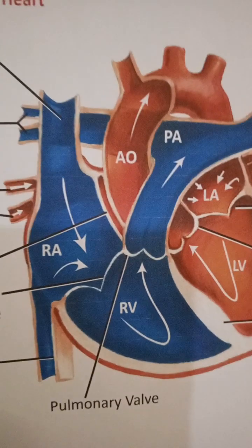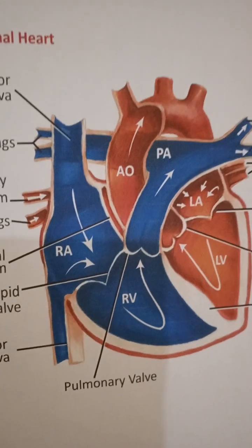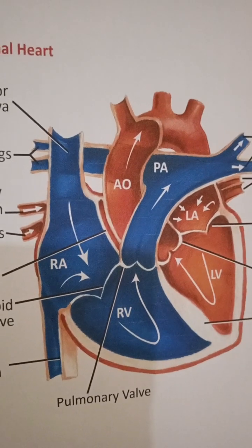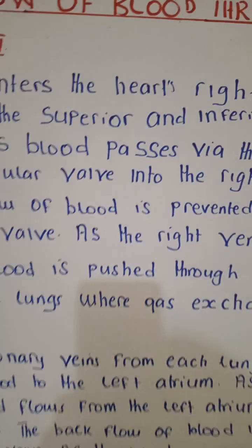So remember, this heart is of a person who is facing you. No wonder it looks the opposite. The right is on the left and the left is on the right. It's because the person is facing you. All right. So how does the blood flow through the heart?